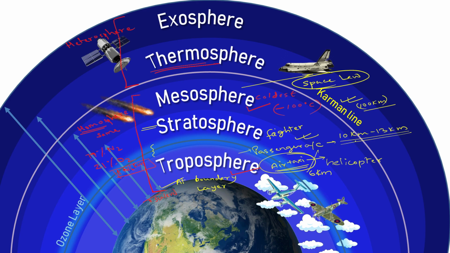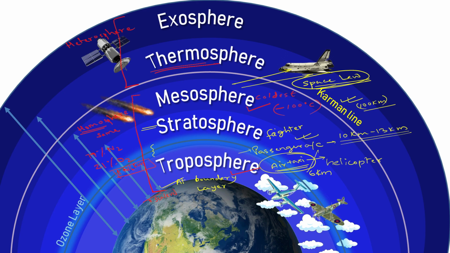Ma'am, what is the Kármán line? Just now I said the Kármán line is an imagined line located at 100 kilometers. After any flying object crosses this 100 kilometers, space law is initiated. Yes, ma'am, I understood.